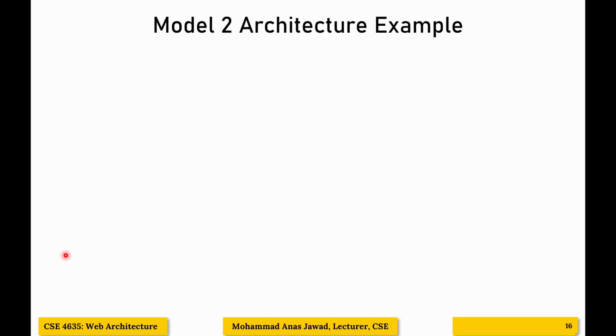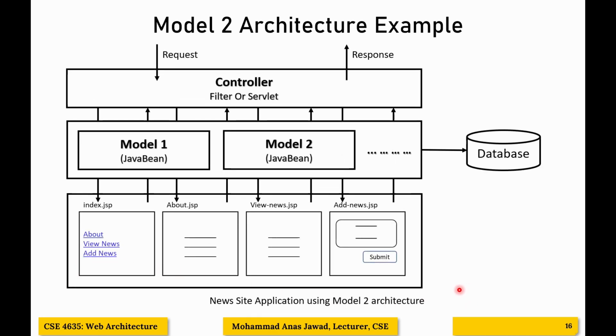Now, if we imagine the same news site web application that we had developed using the Model 1 architecture, let's try building it by using Model 2 architecture this time. If we follow the Model 2 architecture paradigm, we will get something like this. As you can see, any request that is coming for this web application is at first received by this controller. This controller is going to determine what kind of request the client has made. Depending on the kind of request, this controller is going to redirect that request to the appropriate model here.